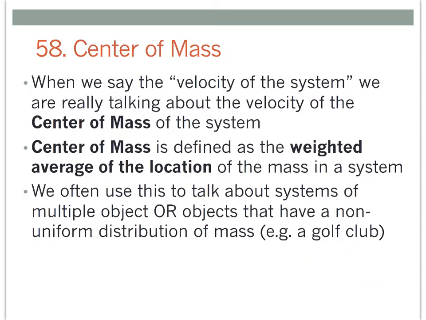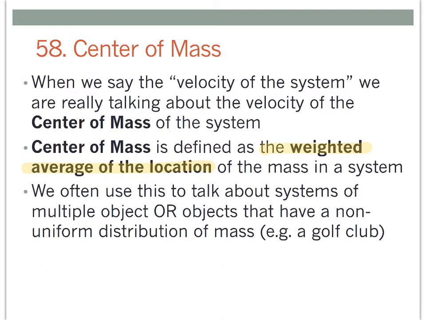So I realize in the last slide I was being a little bit vague, and I made a jump here to this idea of center of mass, thinking about the velocity of a system. But that's what we were really getting at, the velocity of the center of mass of the system. So what exactly is center of mass? Center of mass is defined as the weighted average of the location of the mass in a system.